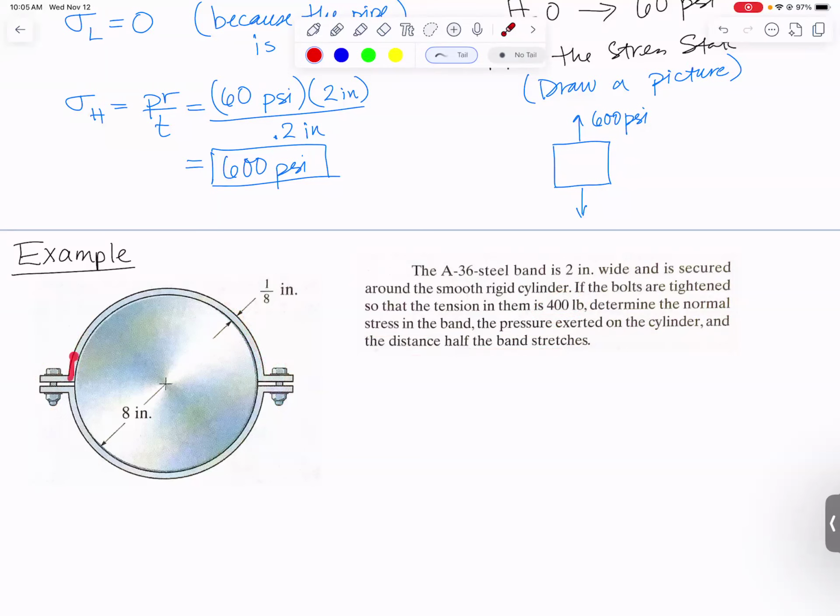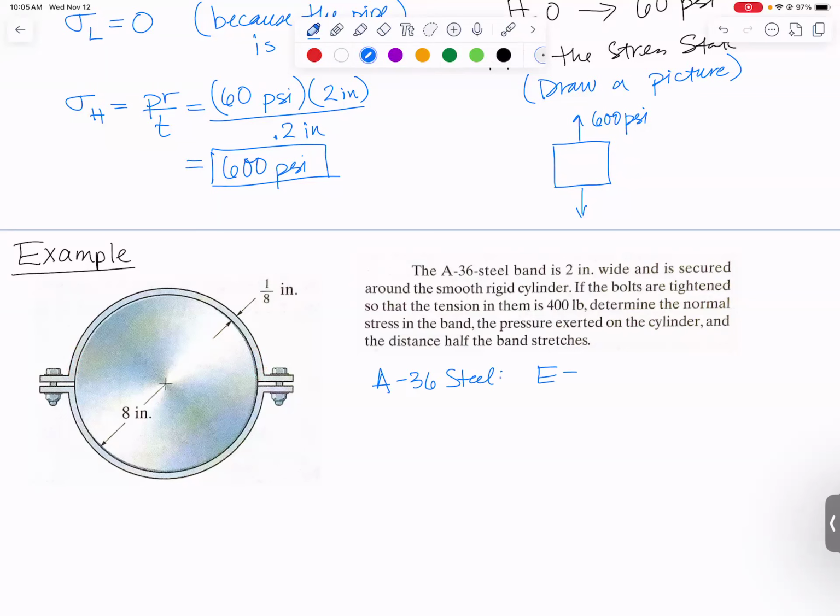We're actually treating this band like it is a little thin wall cylindrical pressure vessel. We don't really have anything happening longitudinally out of the page, so the stress that's going to occur in here is like a hoop stress. We're going to need a Young's modulus to figure out the length change.